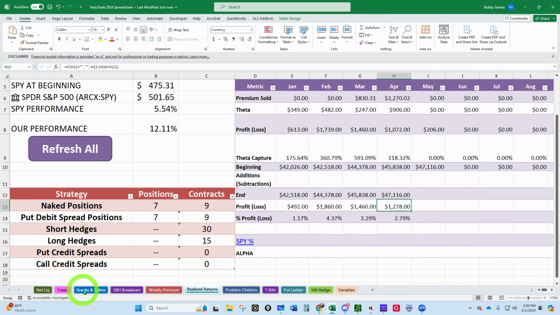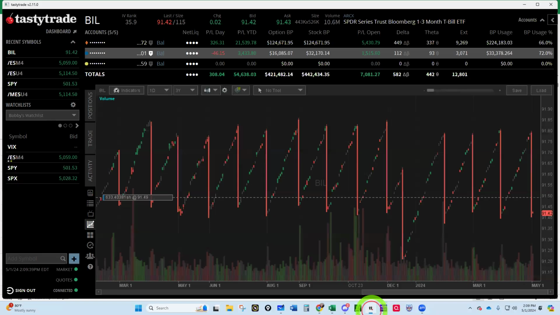All right. So let's see our Greeks and ratios today. So this one is at 112.93.